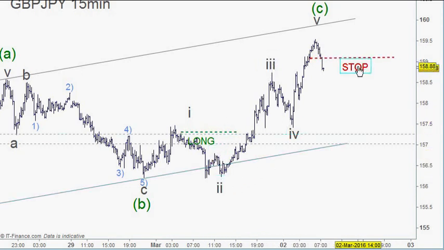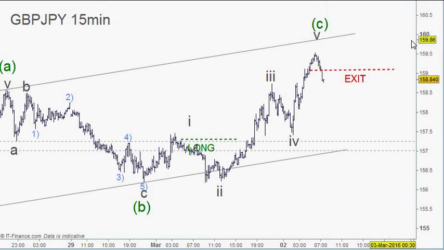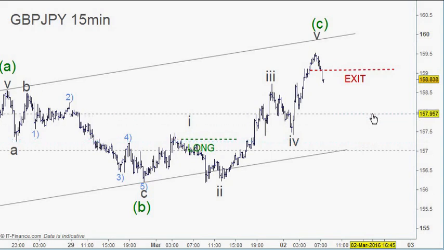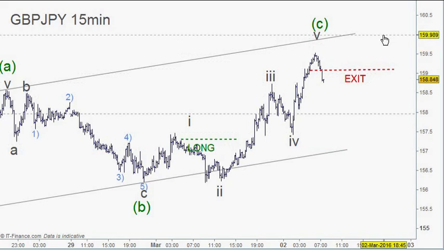So the main point is this should actually be an exit here. So exiting at this point, yes, it can go higher from here, but let's gather some evidence for that. When we come back to the next session, we'll look for a short setup or a long trade setup from here. Let's just bring that in here. So the 160 is going to be important.